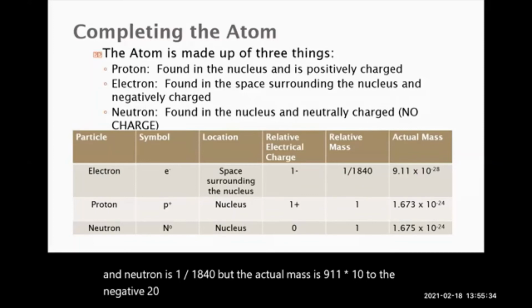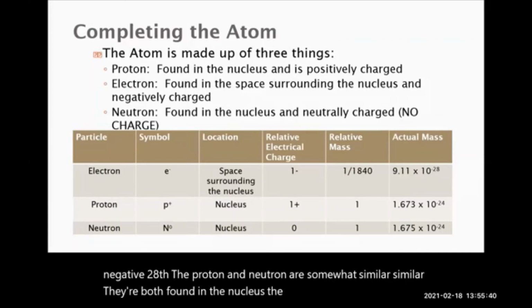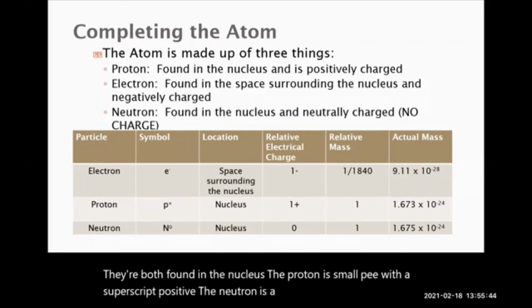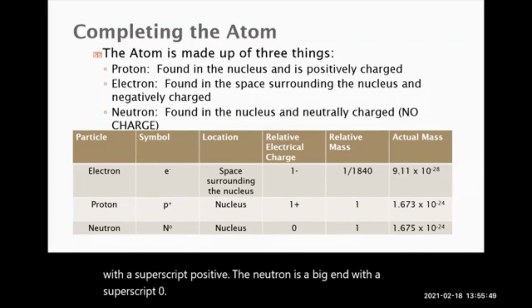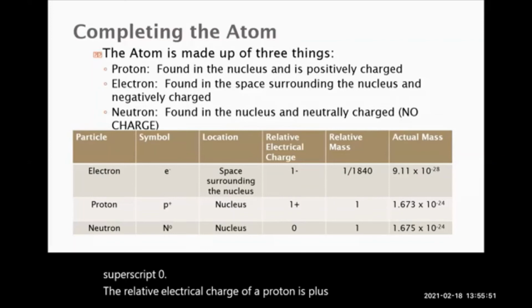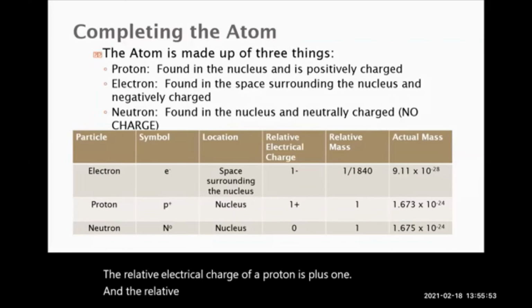The proton and neutron are somewhat similar. They're both found in the nucleus. The proton is small p with a superscript positive. The neutron is a big N with a superscript 0. The relative electrical charge of a proton is +1, and the relative electrical charge of a neutron is 0.